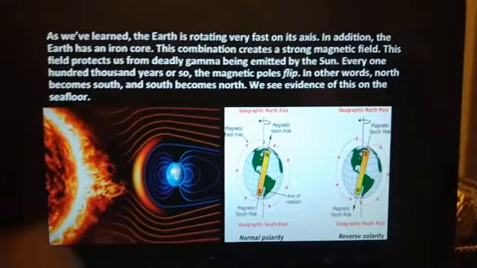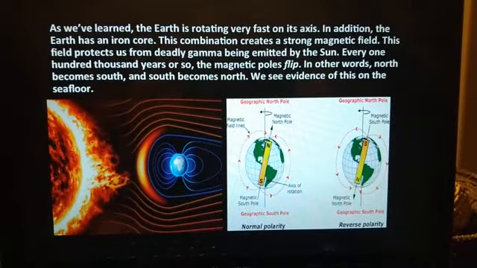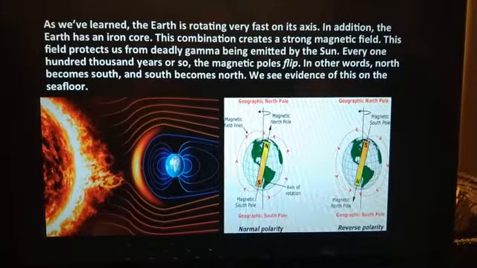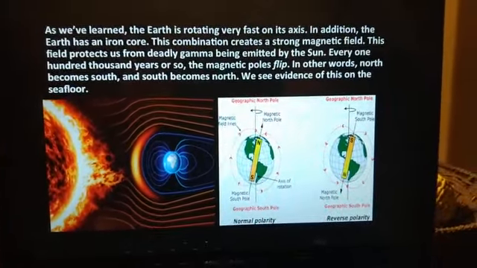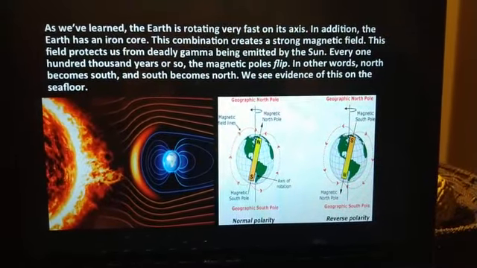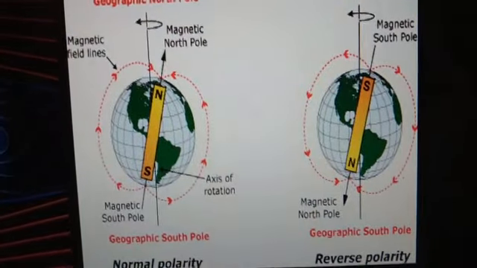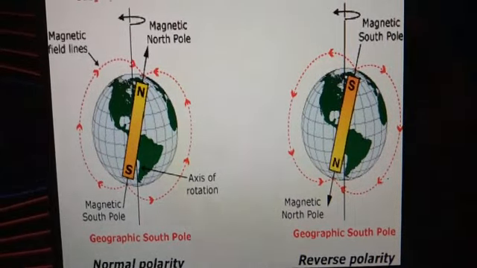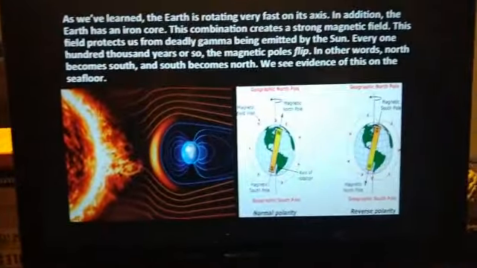As we've learned, the Earth is rotating very fast on its axis, and in addition to that, the Earth has an iron core. This combination creates a strong magnetic field that protects us from all the radiation coming from the sun. The reason I bring this up is because every 100,000 years or so, north flips around to south, and the south becomes north. And it's not something you would feel, or there'd be no sensation of that. You would just find that your compass no longer works correctly because everything would be opposite.